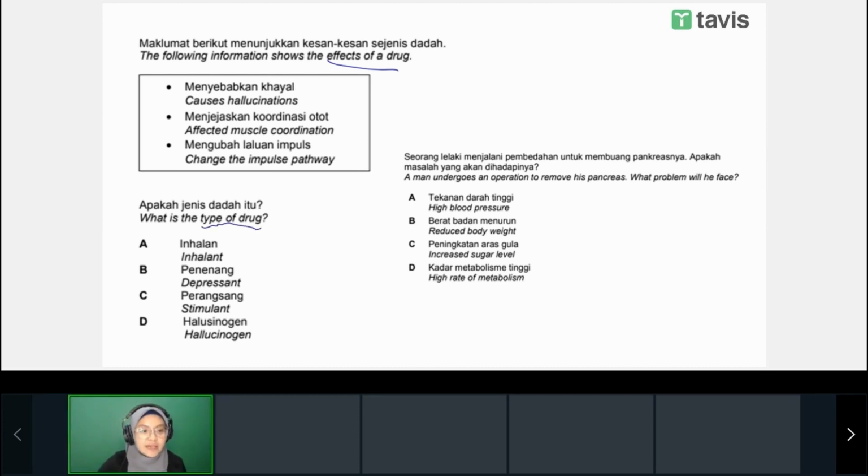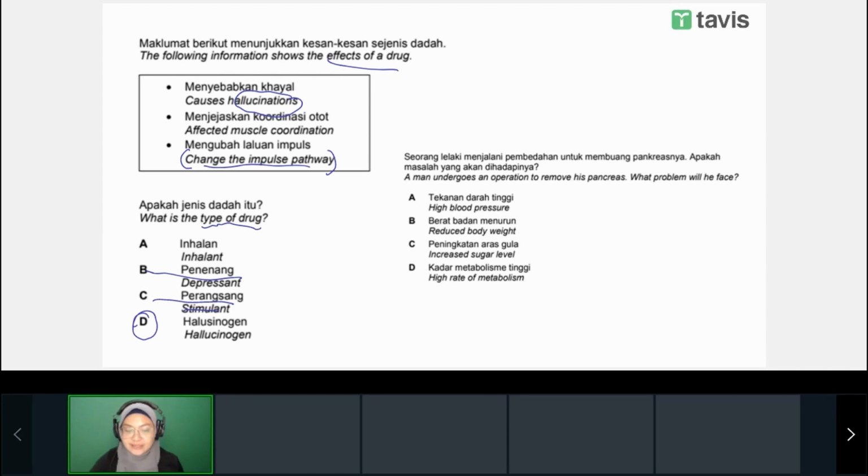Okay, it causes hallucination. Anything that causes hallucination is either inhalant or hallucinogen. So depressant and stimulant are the incorrect ones. So the correct answer is either A or D. What do you think the correct answer is? Inhalant or hallucinogen? Another keyword over here: change the impulse pathway. Anything that modulates the impulse pathway is a drug in the group of hallucinogen. Okay.